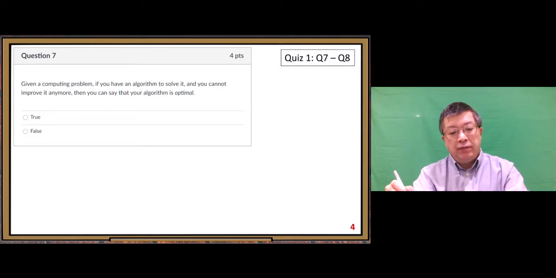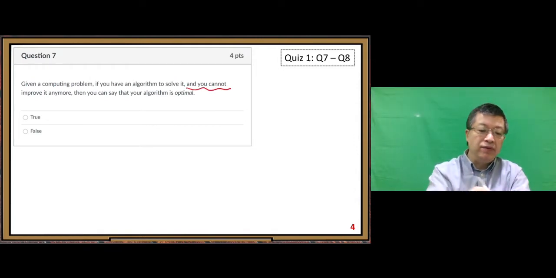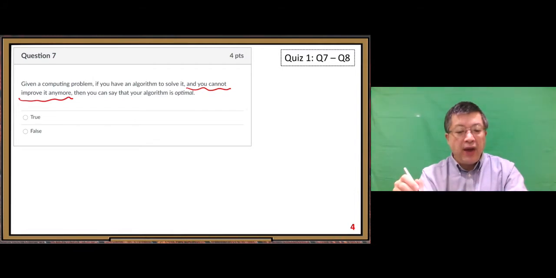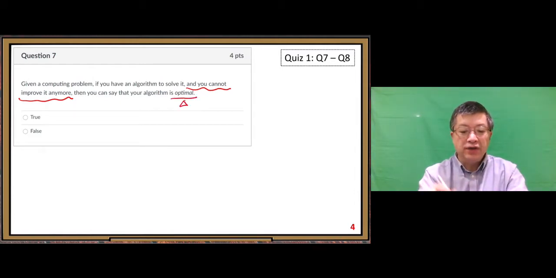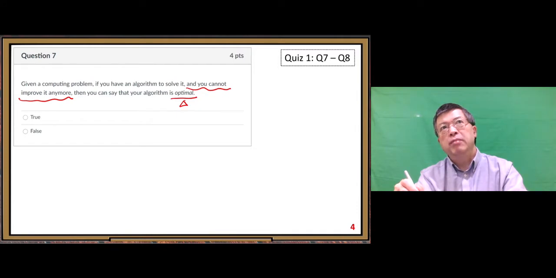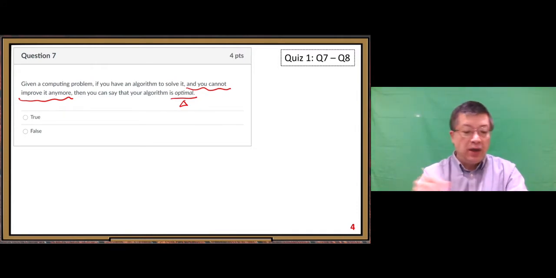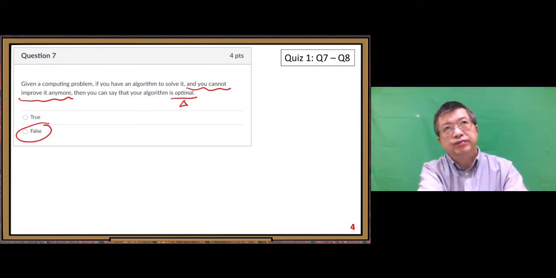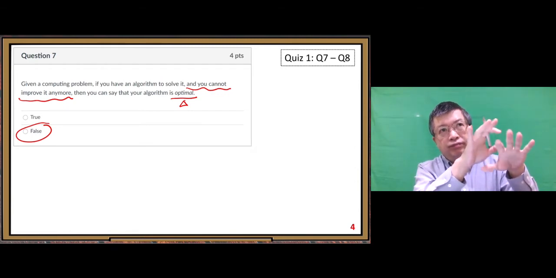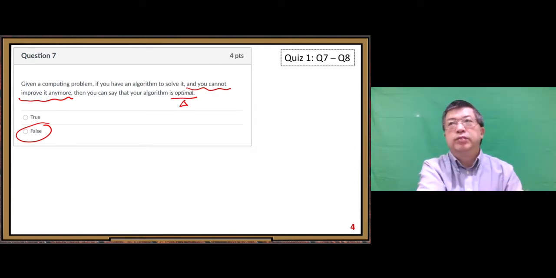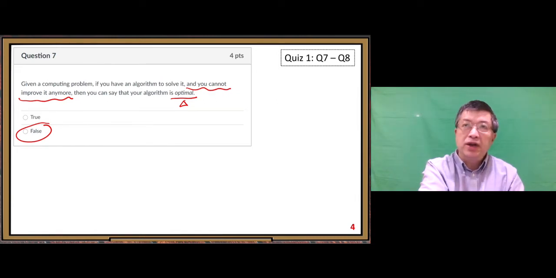Number 7. Given a computing problem, if you have an algorithm to solve it and you cannot improve it anymore, then you can say that the algorithm is optimal. Check your understanding of the optimality of algorithms. The answer is false. I hope you can understand this one a little deeper, because of the reason you cannot say it is optimal.